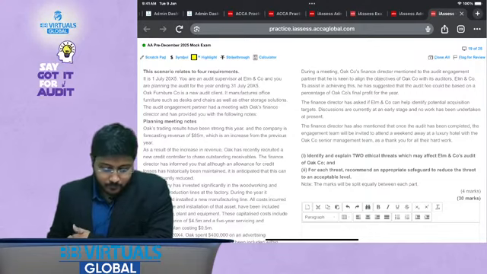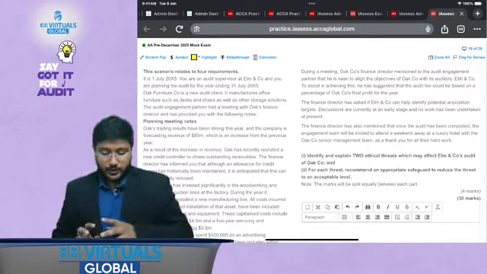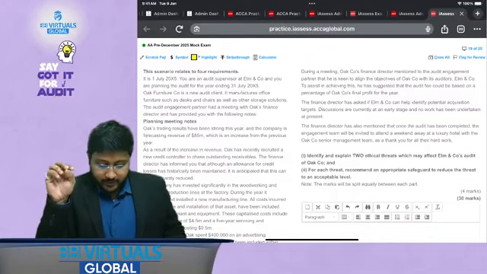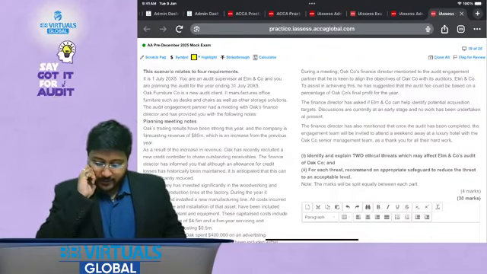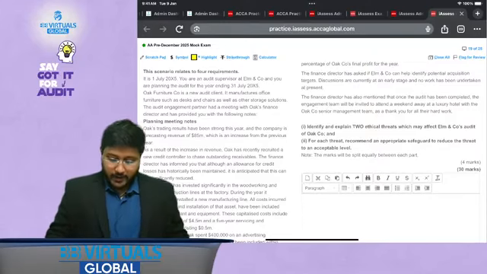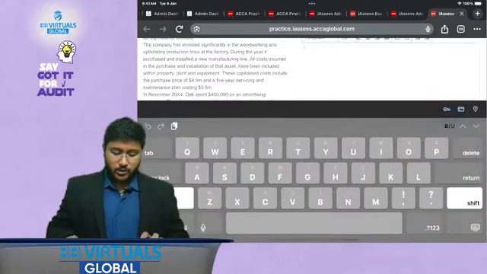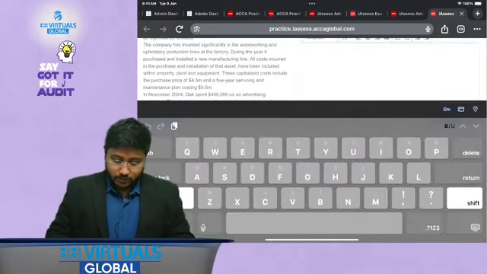Now identify and explain two. This question is of 4 marks. So identify and explain two ethical threats which may affect ELM and company's audit of O company, and for each threat recommend an appropriate safeguard to reduce the threat. Okay, so this is question number 19, this is just a 4 marks question. So what I'll do is I'll identify two threats.